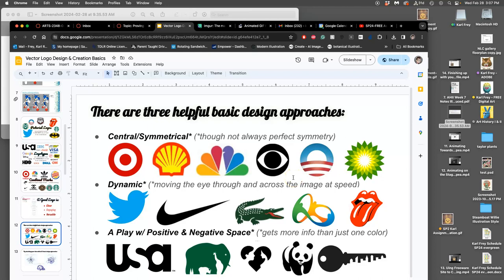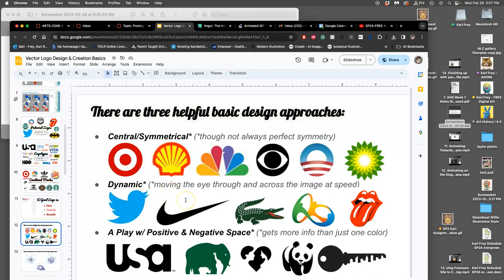It means they grow from the middle out. They don't need to be perfectly symmetrical. Like notice the NBC peacock, the colors aren't matching side to side and the peacock's beak goes to one side, but it still clearly is balanced from the middle out, right? So that is a central symmetrical approach. The most symmetrical central logo ever is Target's logo, right? You can't beat that for central symmetrical.